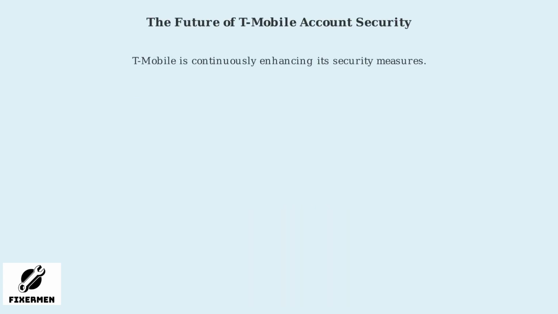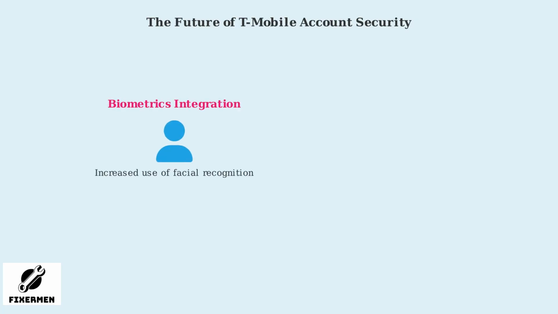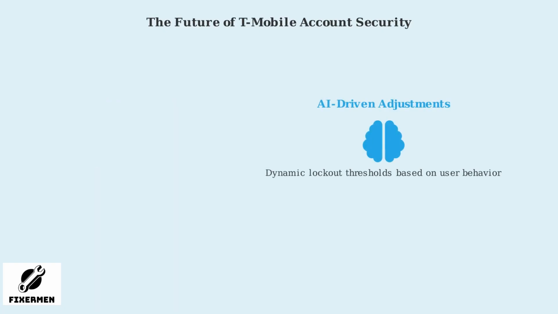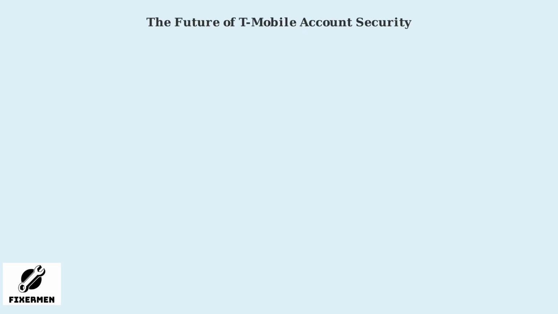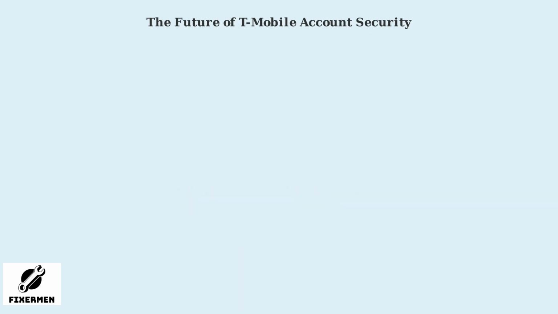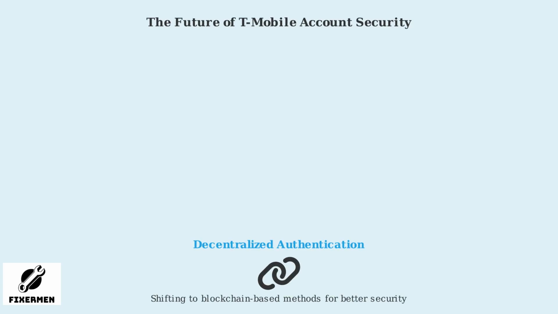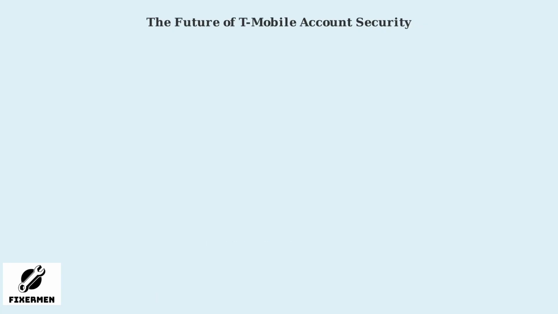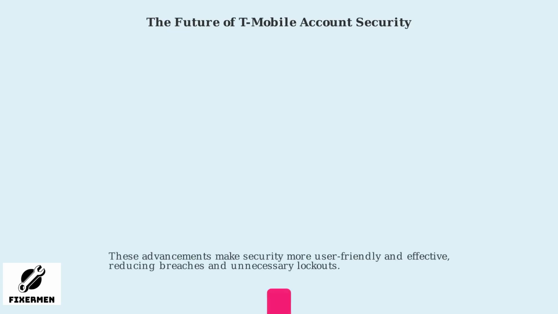T-Mobile is continuously enhancing its security measures to stay ahead of evolving threats. Expect increased integration of biometrics, like facial recognition, for seamless and secure access. AI will dynamically adjust lockout thresholds based on user behavior, making security smarter and less disruptive. Regulatory pressures and emerging threats like ransomware are driving the industry towards more proactive authentication methods. This includes decentralized authentication, such as blockchain-based verification, for enhanced protection. These advancements aim to make account security more user-friendly and effective, reducing both breaches and unnecessary lockouts.